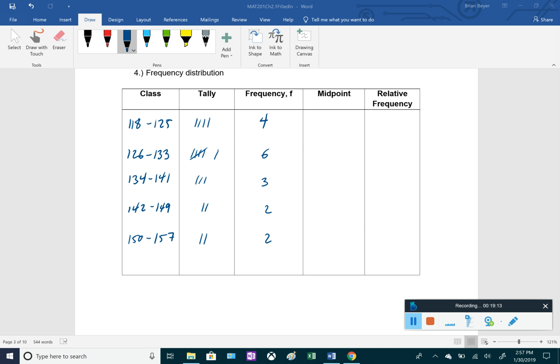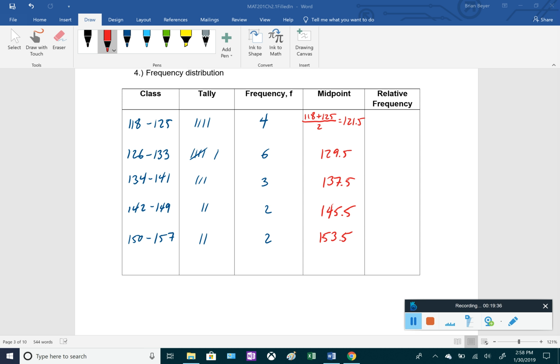So let's calculate the midpoint. The midpoint for the first class would be 118 plus 125, so lower limit plus upper limit, divided by 2. That would give us 121.5. And I'm just going to fill in these other ones real quick. And we end up getting all of these midpoints for those classes.